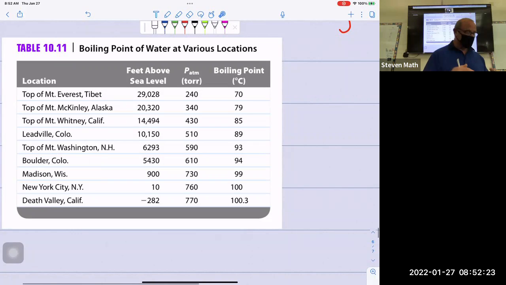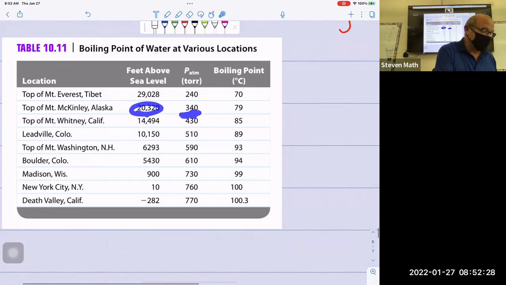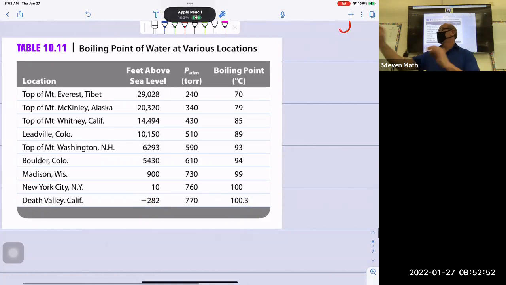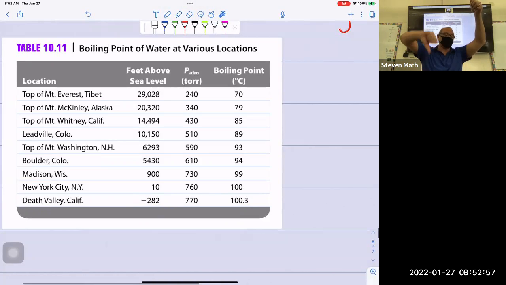So as we go up in altitude, our pressure goes down. Look what happens to our boiling point. Water boils at 80 degrees Celsius. That's still hot, but 20 degrees less. Compare that to Death Valley that's slightly below sea level, and it's going to boil above 100. So what's the takeaway? As we increase our altitude, we decrease our pressure. And when we decrease our pressure, we decrease our boiling point.